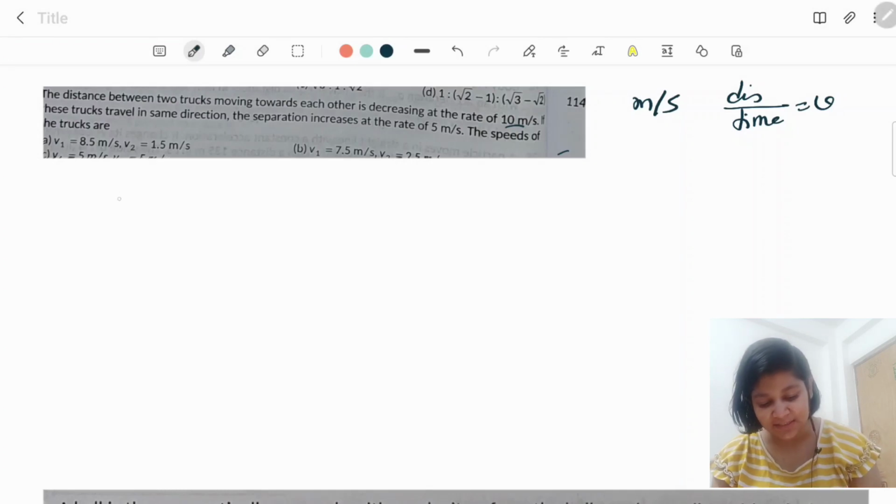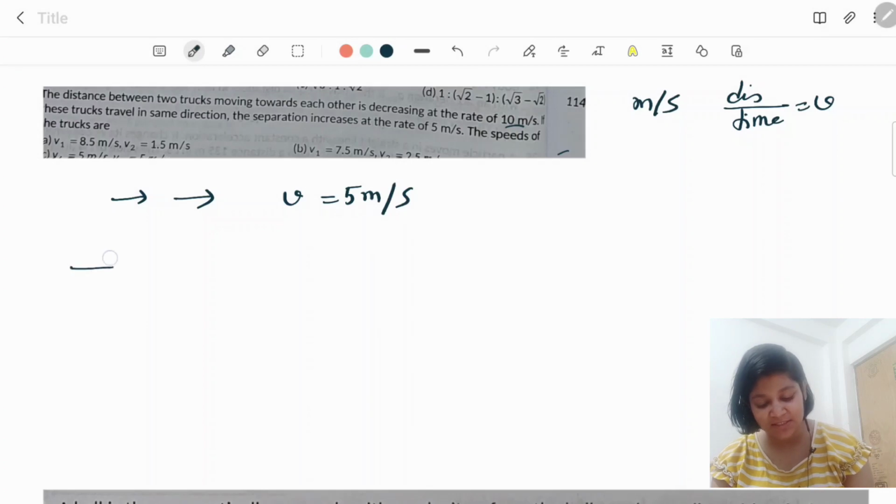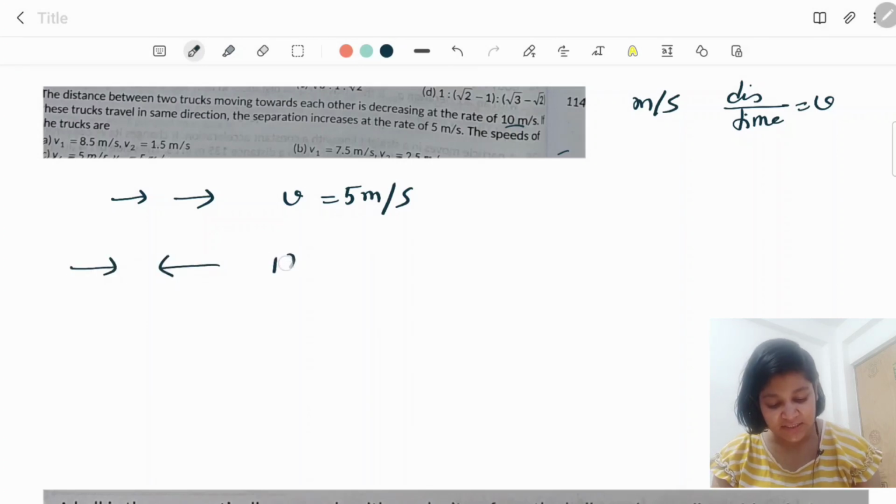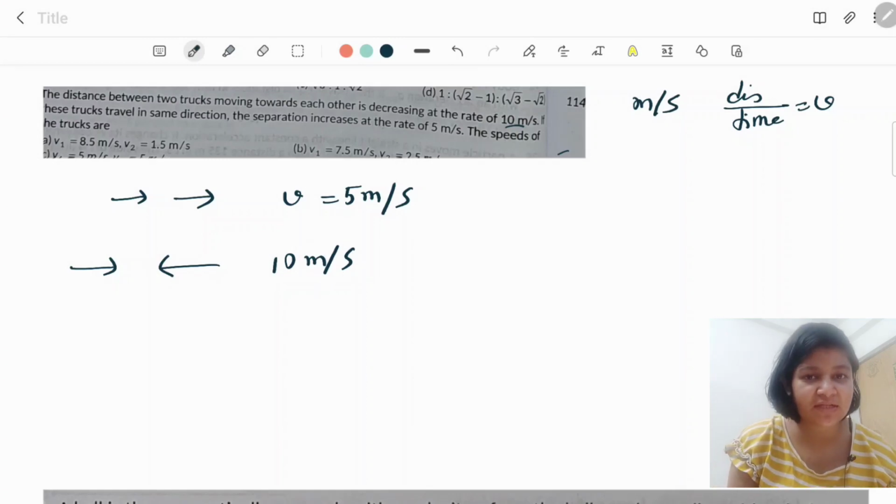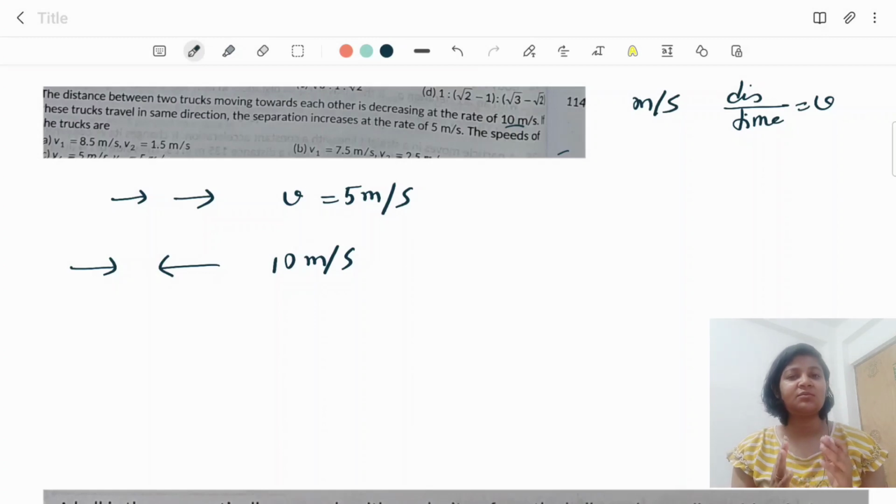And these trucks travel in the same direction, separation increases at a rate of 5 meter per second. So if they are traveling in the same direction, then their resultant speed is 5 meter per second. If they are moving in the opposite direction, it is 10 meter per second. You have experienced this phenomenon in everyday life while you are moving in a train and another train crosses you from the opposite direction. It appears to you the train is moving very fast, but indeed the train is traveling at a slower speed.